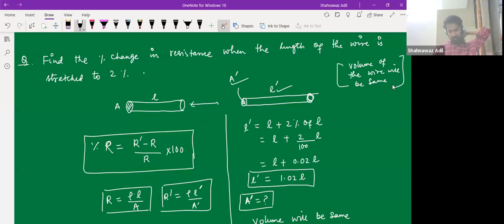For L dash, how did you get 1.02? How did we get 1.0... for L dash, the length? Yes, so this is L plus 0.012 L. If I take L common, this is 1 plus 0.012, that is 1.012. This is what you were asking. Yes, sir.